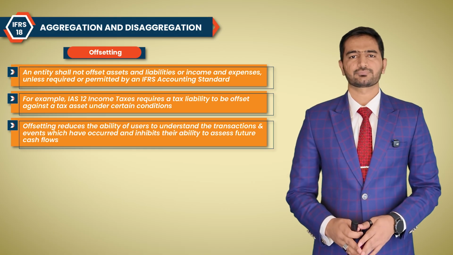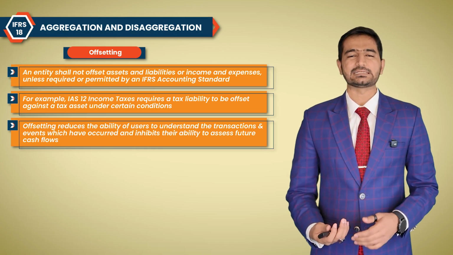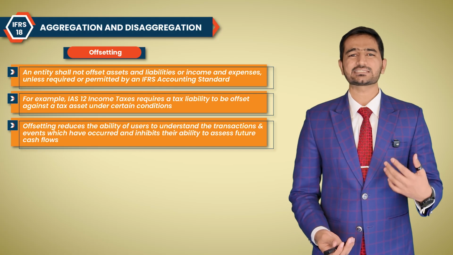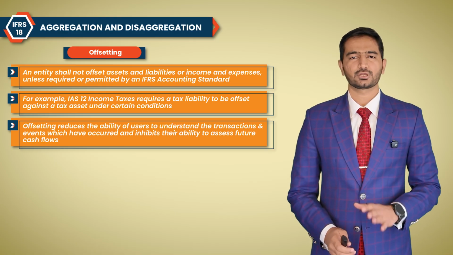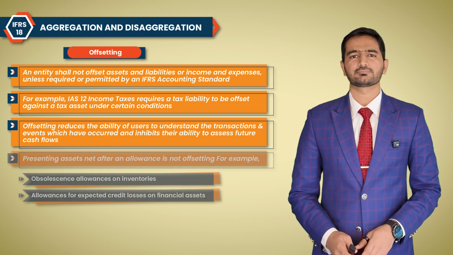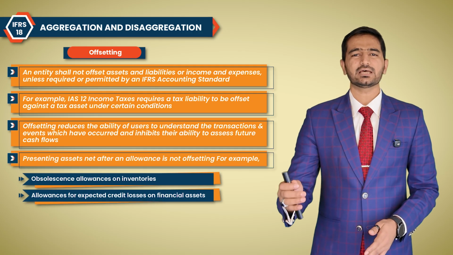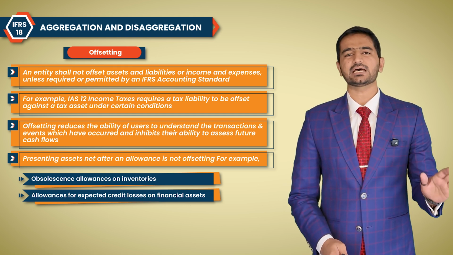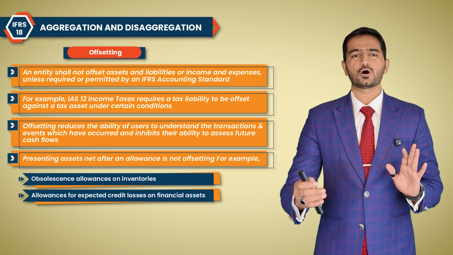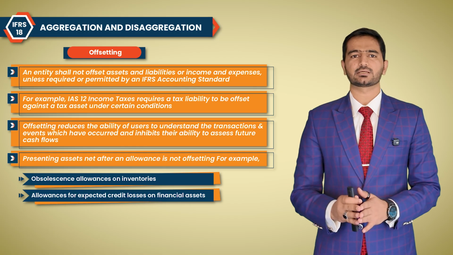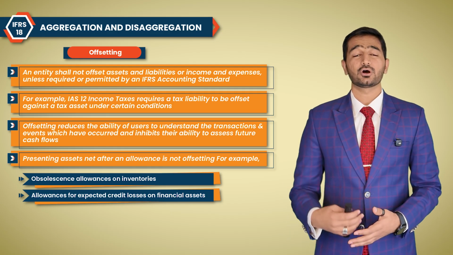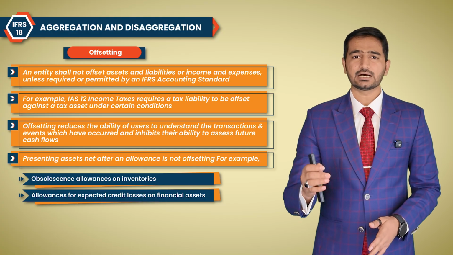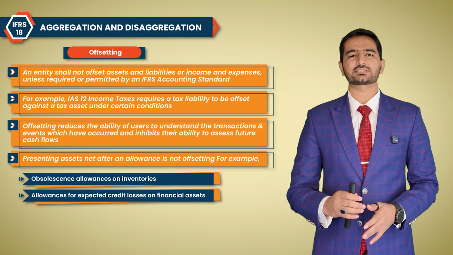Now here is a common question. Sir, what about showing trade receivable net of expected credit loss? Or what about showing inventory net of obsolescence allowance? Is that offsetting? No, my friends, that's not offsetting. That's measurement. When you estimate the recoverable amount by subtracting expected loss, you are just valuing the asset. That's perfectly allowed. Offsetting is when you are netting two separate line items, like asset versus liability or income versus expenses. And this is not allowed under IFRS 18 unless permitted by another IFRS standard.